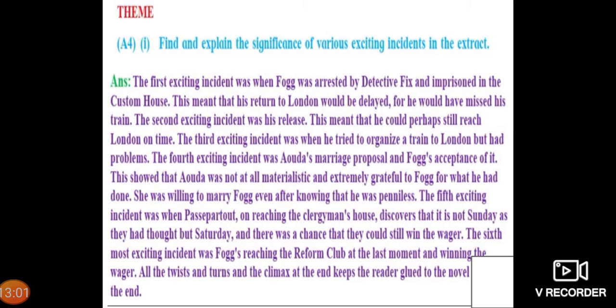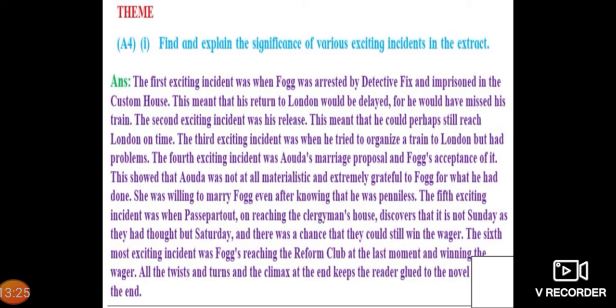The third exciting incident was when he tried to organize a train to London but had problems. The fourth exciting incident was Ada's marriage proposal and Fogg's acceptance of it. This showed that Ada was not at all materialistic and extremely grateful to Fogg for what he had done. She was willing to marry Fogg even after knowing that he was penniless.